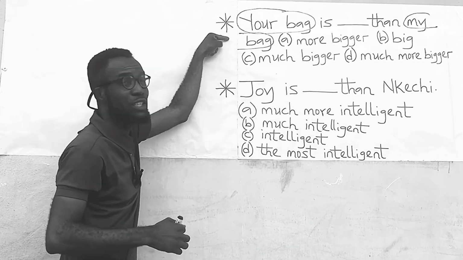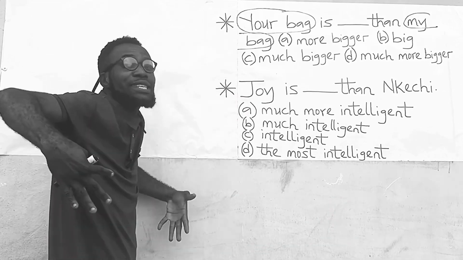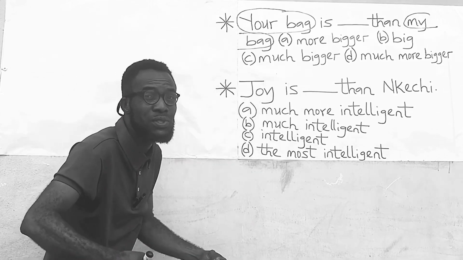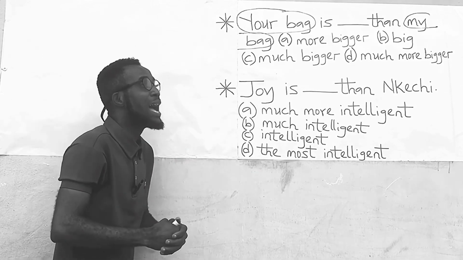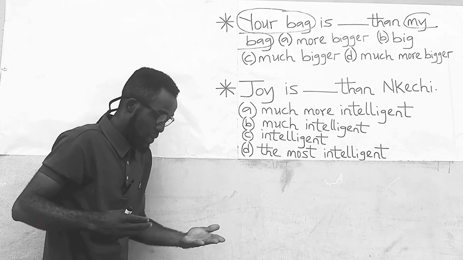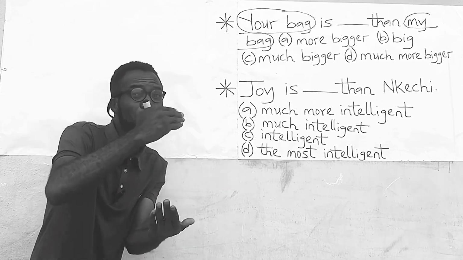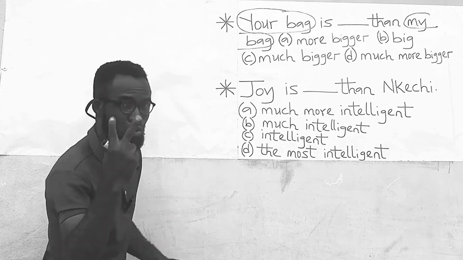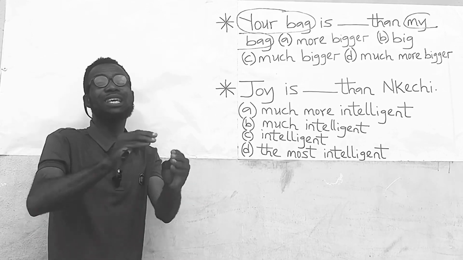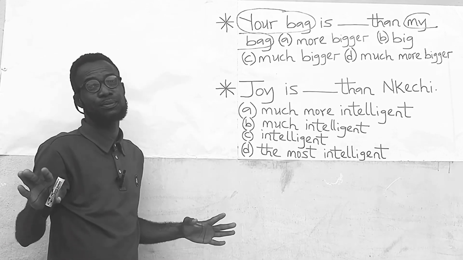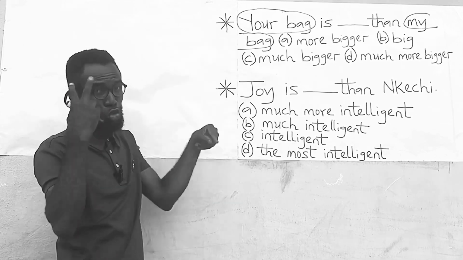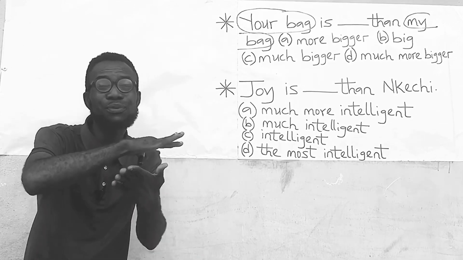Two bags are compared here in terms of size: your bag compared with my bag. And we have said that if the number of persons or things compared in the question is exactly 2, then we should be using a comparative adjective. Insofar as the number of bags compared here is 2, we should be using a comparative adjective.